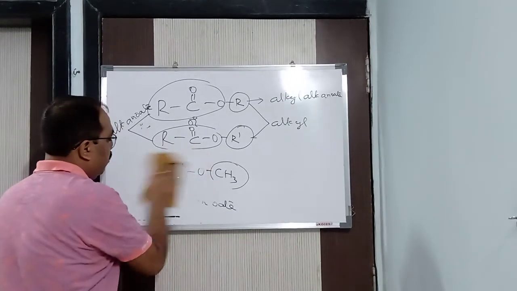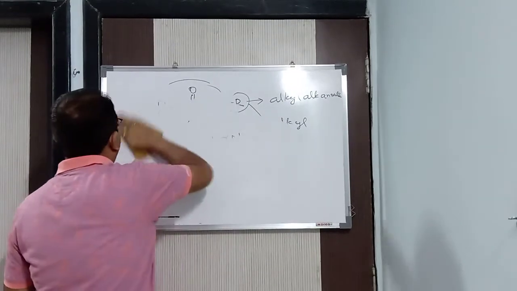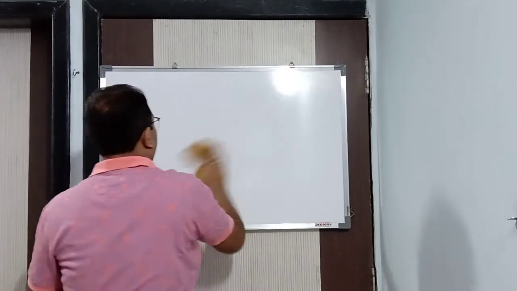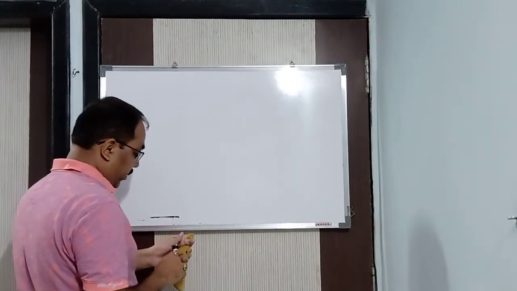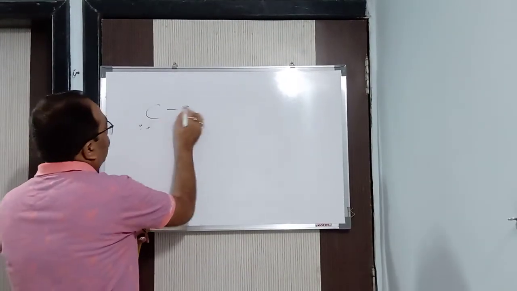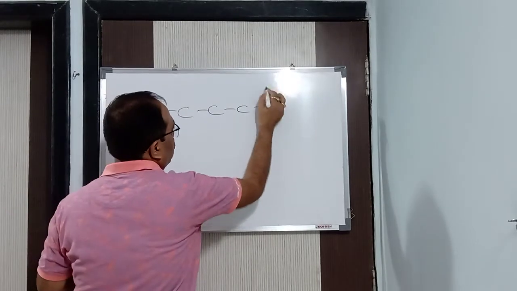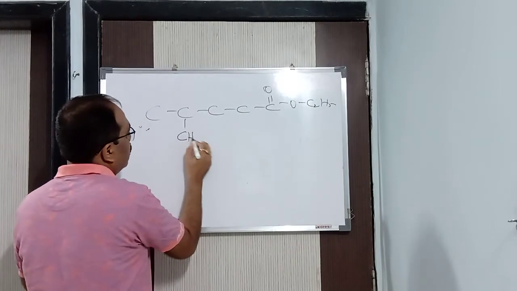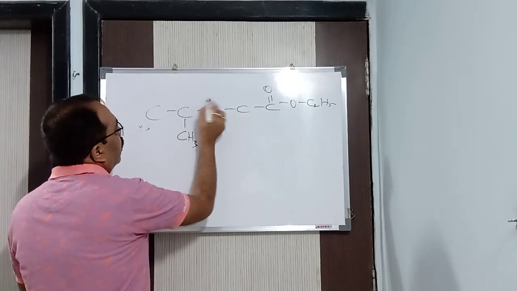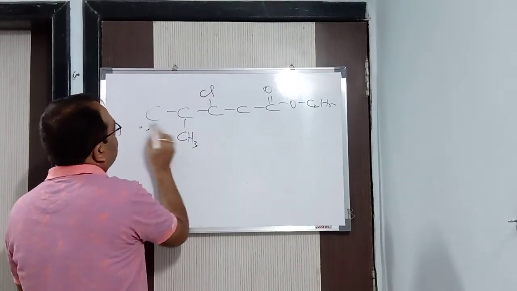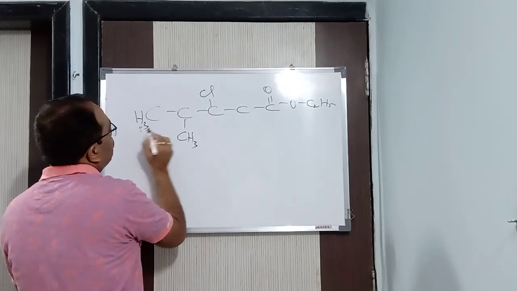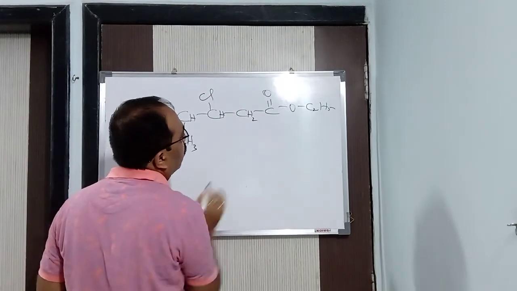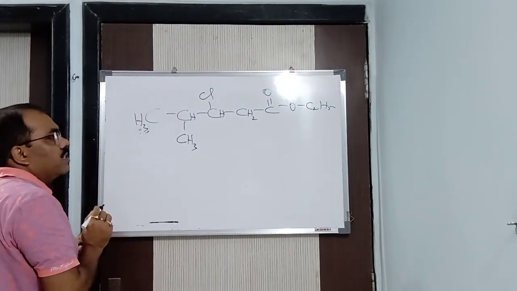So now next, after that we'll come to the next one. I'll give you a compound corresponding to this: C2H5, and here it is CH3, let us say, and here it is Cl, let us say. And here it is CH3, here it is CH, here it is CH, here it is CH2, and we got it in this way. Now what is the IUPAC name of this compound?